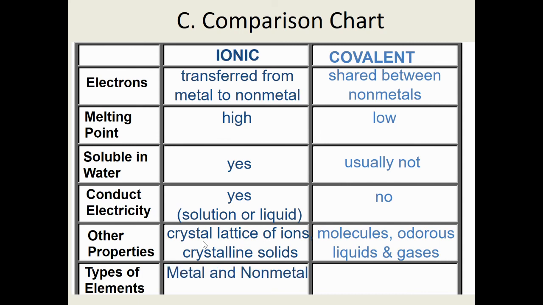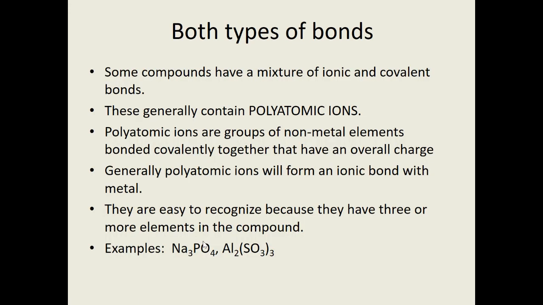Again, the type of elements we find in it, ionic is metal, nonmetal. Covalent is only nonmetals. You will never have a covalent compound with two metals. So sometimes compounds have a mixture of both, and that's when we have a polyatomic ion. If you remember polyatomics, here's some good examples down here. So this polyatomic part here, the phosphate, is phosphorus and oxygen, so two nonmetals. So that individual part is held together with a covalent compound.